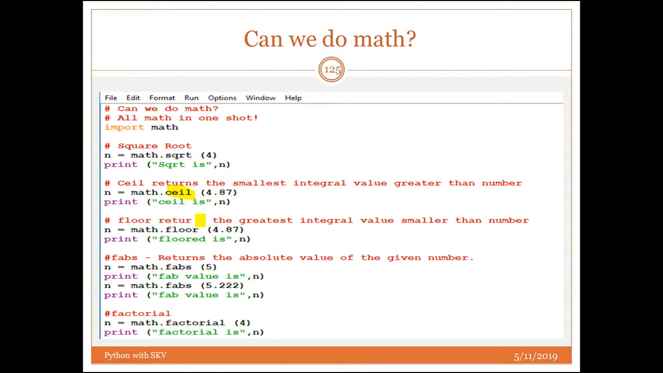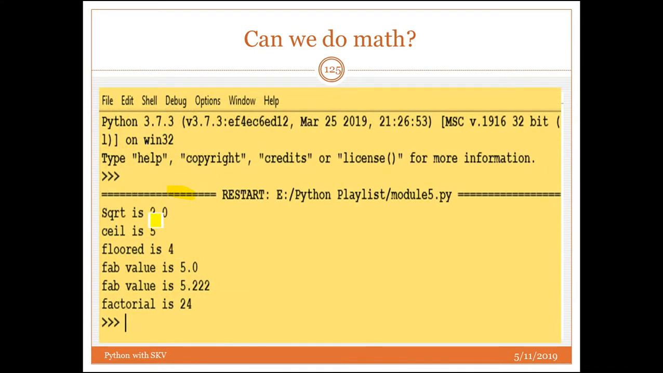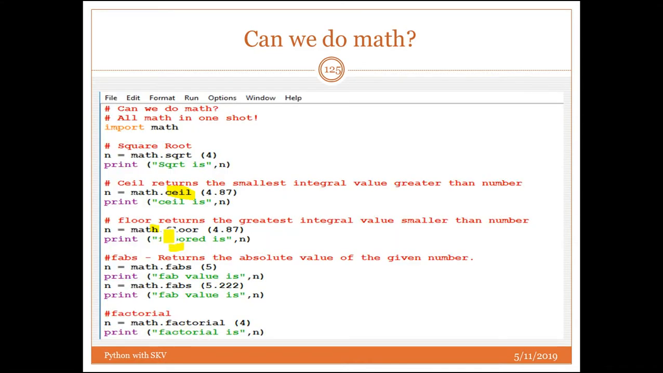Similarly, there is an option called floor. When you floor, it returns the greatest integral value smaller than the number. So what will be the output for 4.87 when I use ceil and when I use floor? We will see that 4.87 will become 5 when I use ceil. 4.87 will become 4 when I use floor. Please remember, ceil is rounding to the next nearby number. This is rounding to the previous nearby number. That's how we can easily remember it.